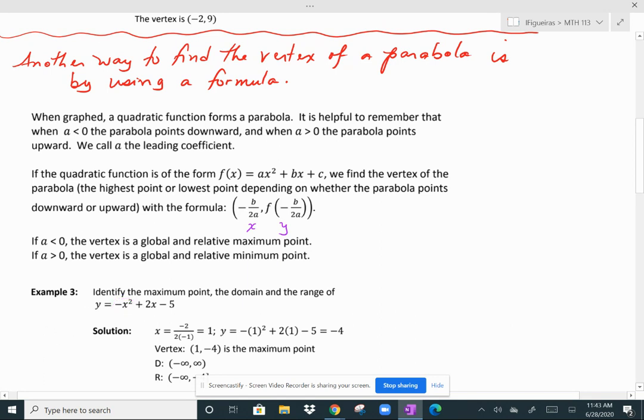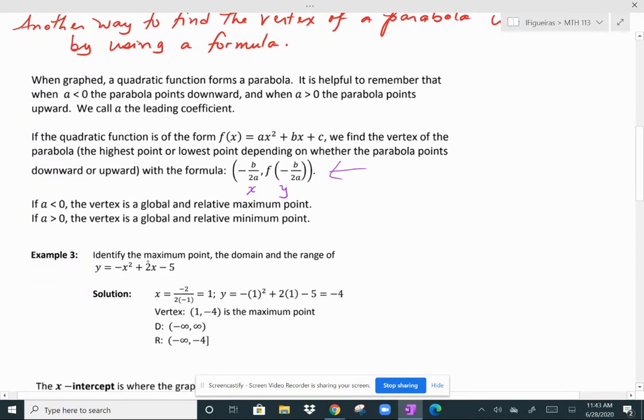So we're going to use this formula above, that one here. So I have negative b over 2a. Your b is 2, so that will be negative 2 over 2 times, and your a is negative 1, so 2 times negative 1. When you simplify that, you get that x is 1. Then to find your y value, you plug in 1 in here, which is the work you see right here. So I have negative, and then it's 1 squared plus 2 times 1 minus 5. That'll give you negative 4 as a result. So (1, negative 4) is the maximum point.